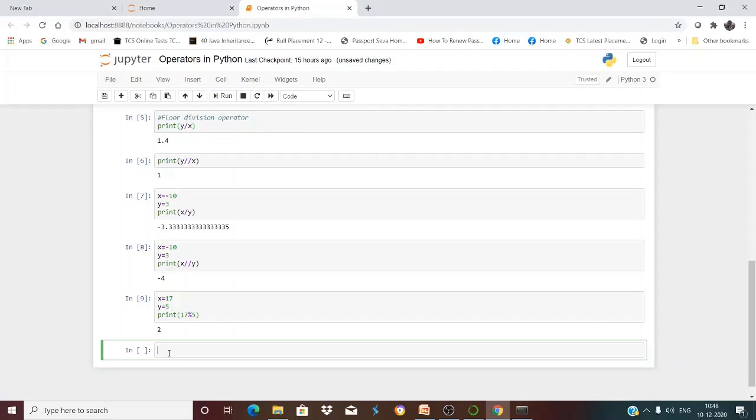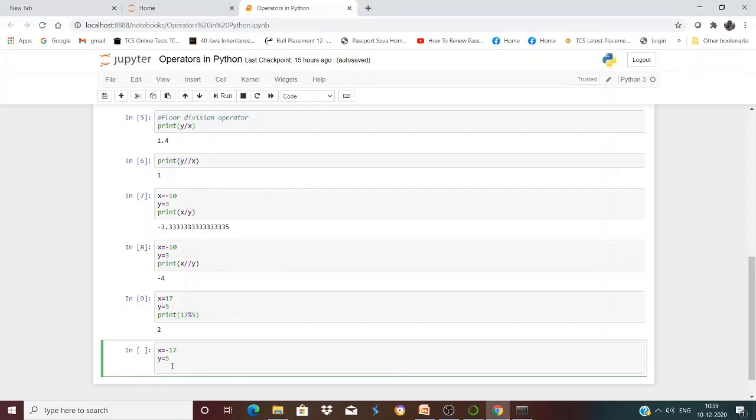Let's look at an example of the modulus operator applied to negative numbers. So let's have x equal to -17 and y equal to 5. Now there is a specific rule when the modulus operator is applied on negative numbers. So I'm writing down the rule here.